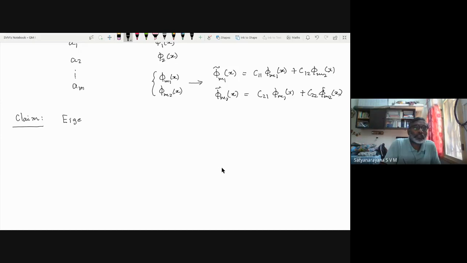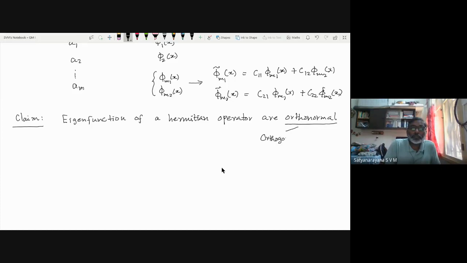and therefore the claim that I'm going to make here is: eigenfunctions of a Hermitian operator are orthonormal. This term orthonormal has two properties. One is that they are orthogonal, and the second thing is that they are normalized.